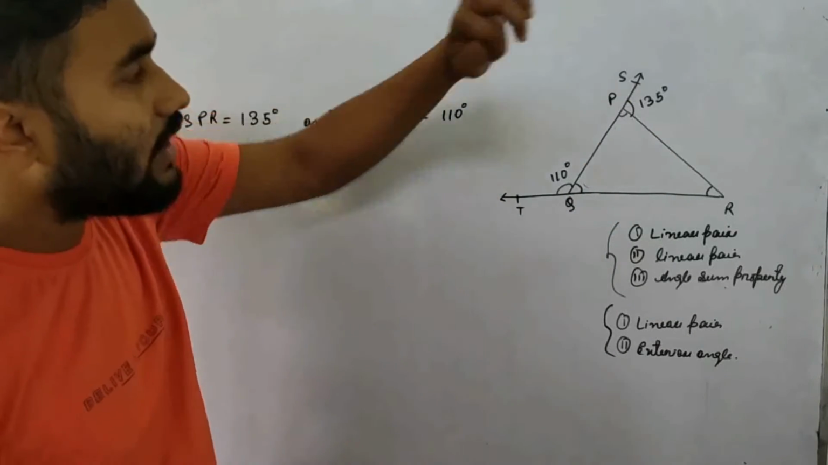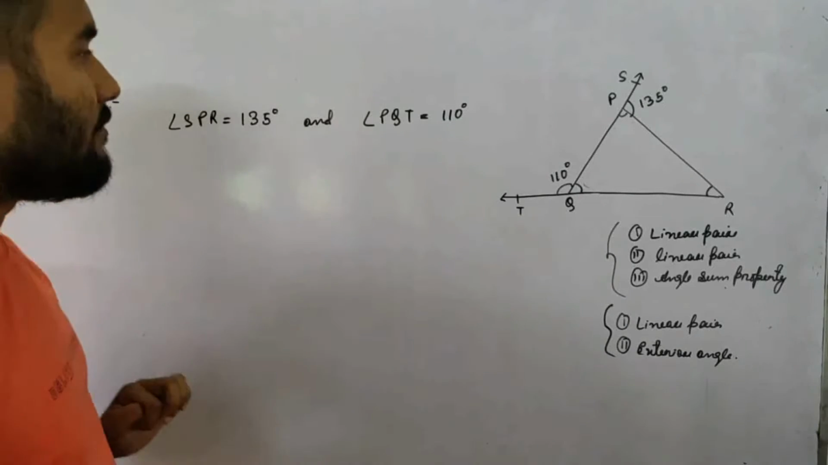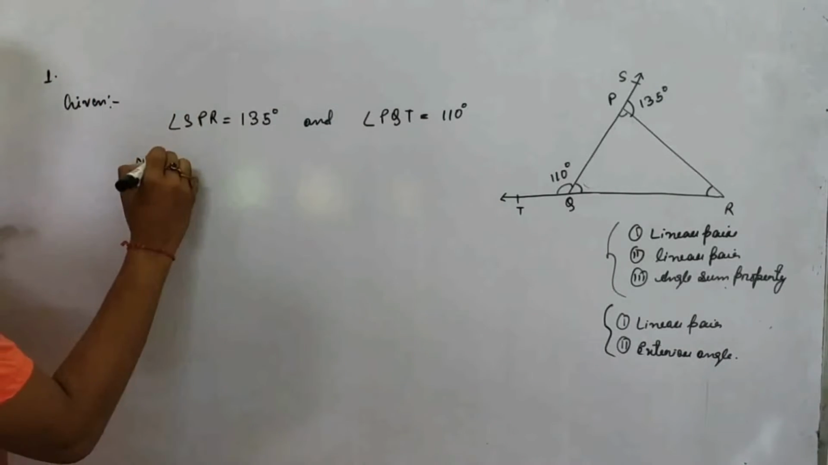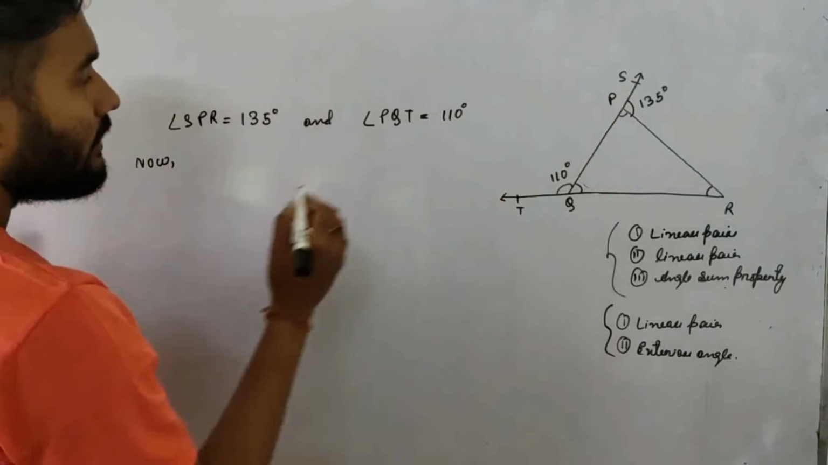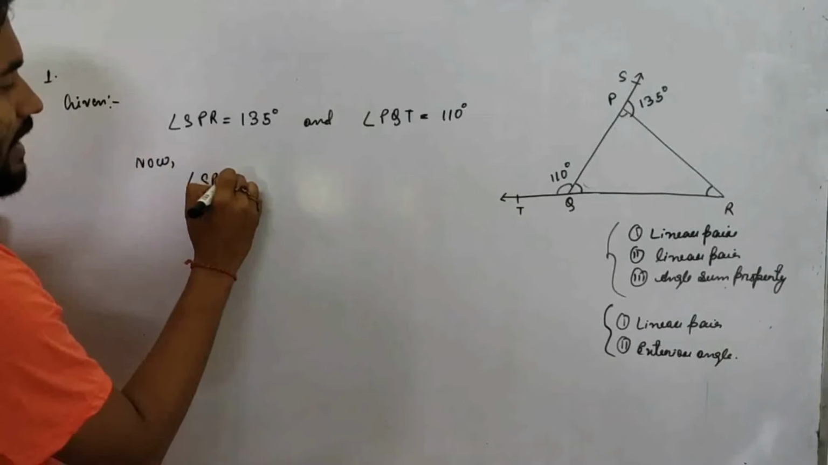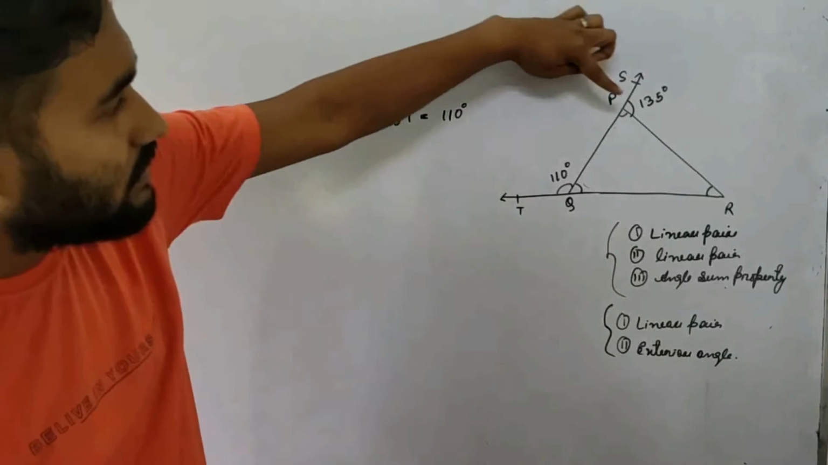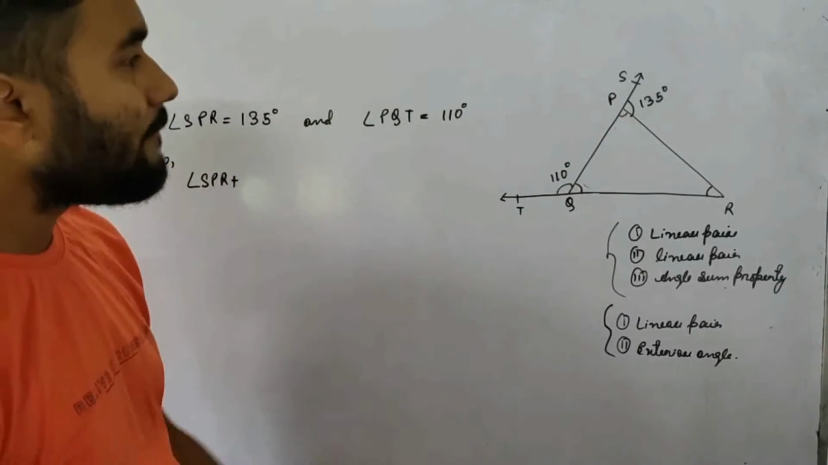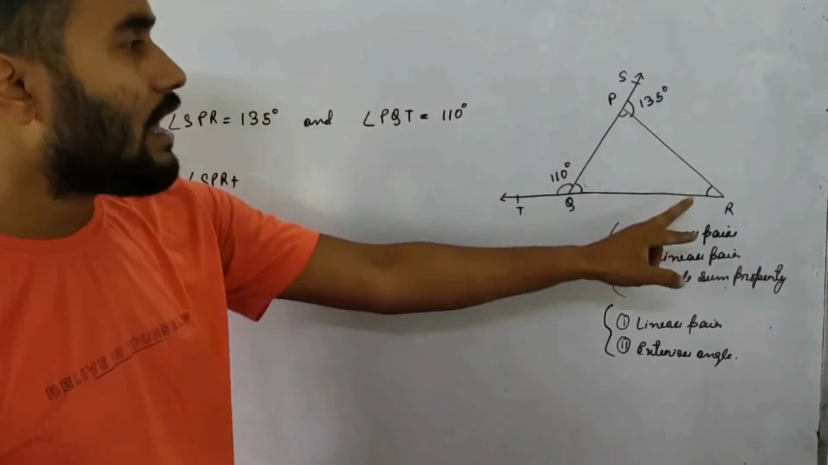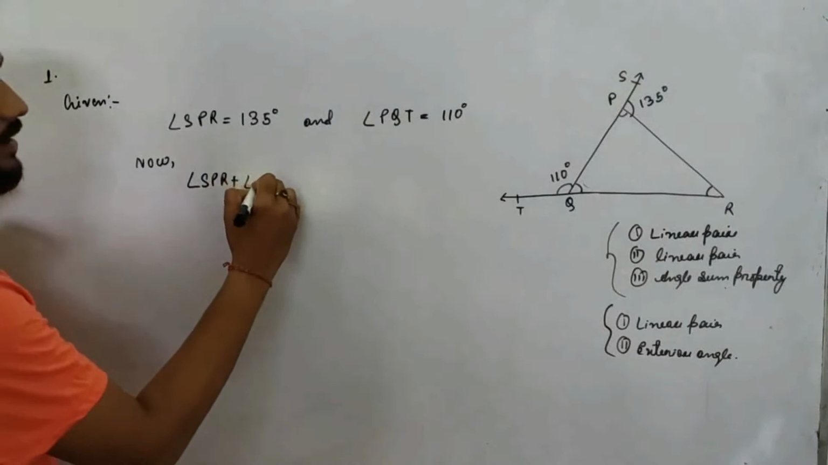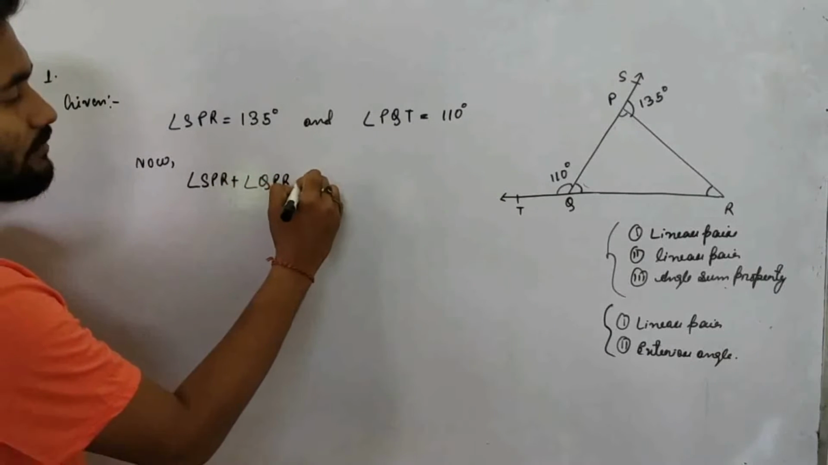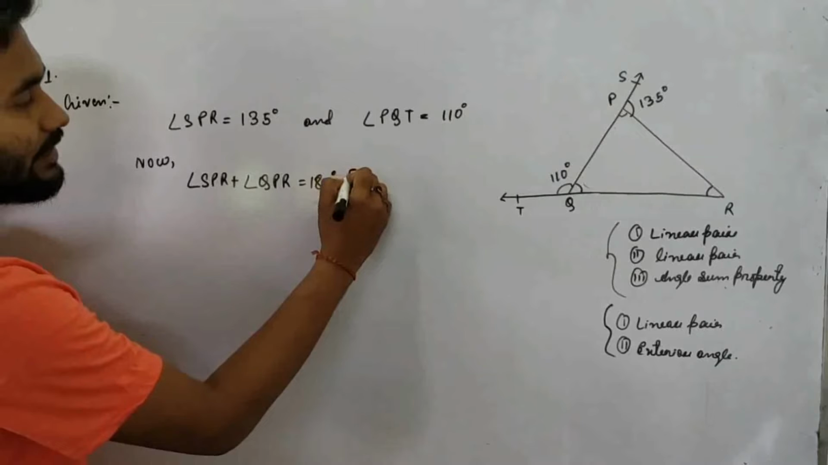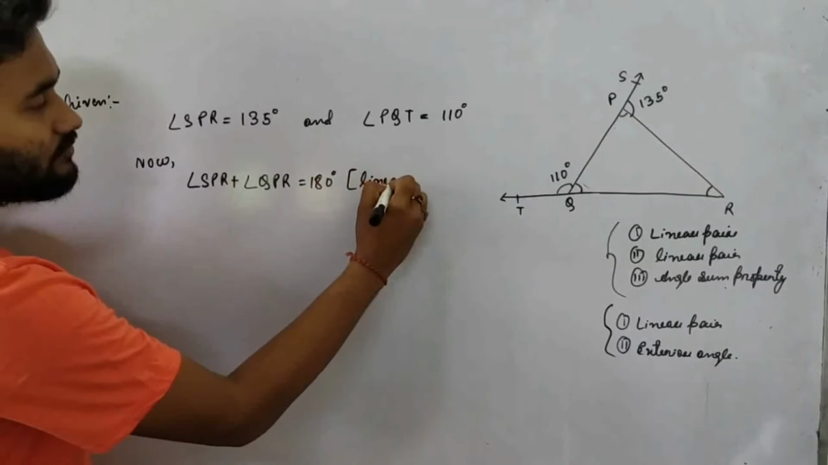This angle plus this angle will be how much? 180 degrees, linear pair, right? So angle SPR plus this angle. What is the name of this angle? This is angle QPR, isn't it? So angle SPR plus angle QPR will be equal to 180 degrees, linear pair.